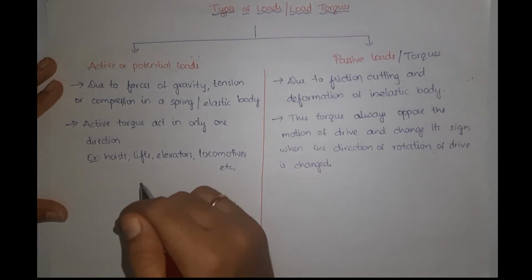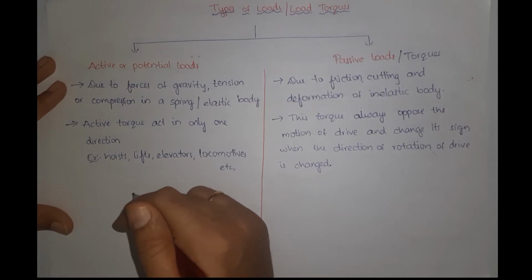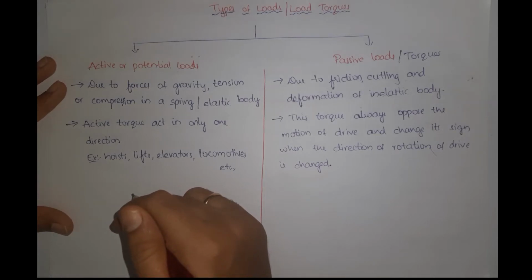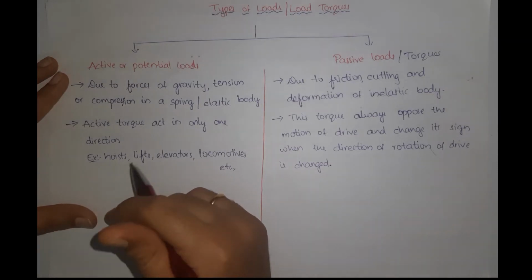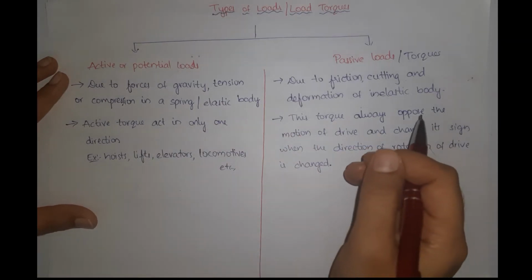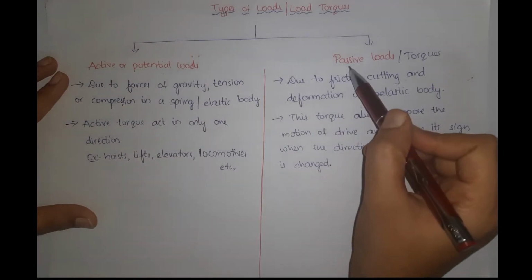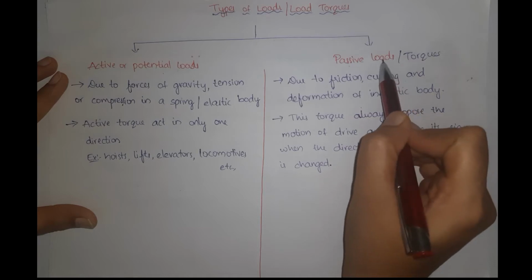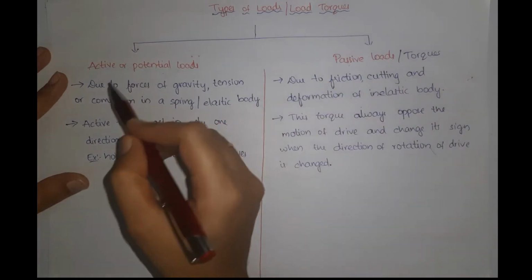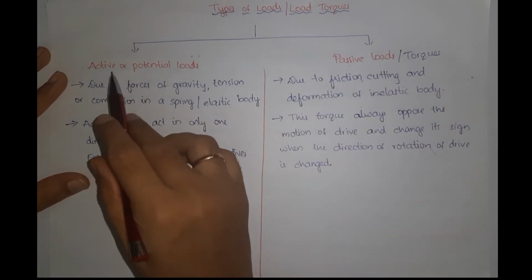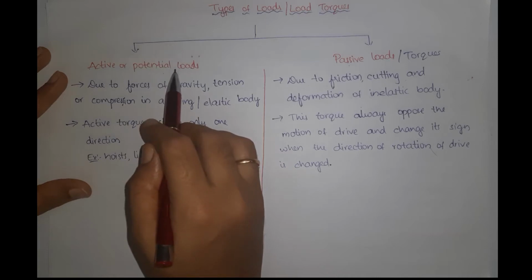Hello everyone. In this lecture, we are going to see the different types of loads or load torques that we are going to encounter when using an electrical drive. These types can basically be classified into two categories. One is active or potential loads and the other one is passive loads, right? So coming to active or potential load, what is it?